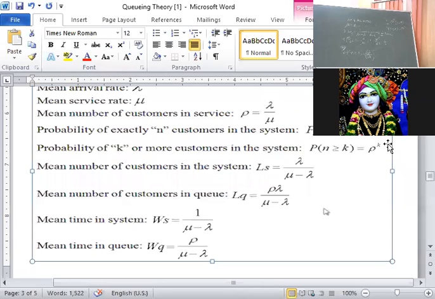These two formulas are derived for patient customers only. That means still being served, they will be in the queue. That is the meaning of these two formulas.